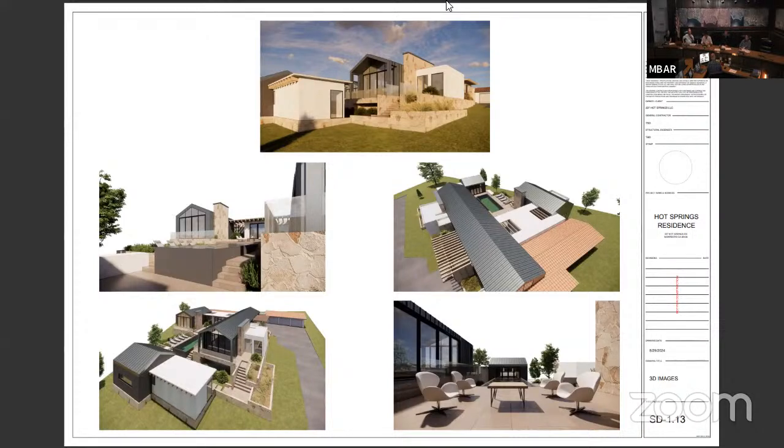Moving on, number 2 is being continued. So we are on to number 3, 260 West Mountain Drive.